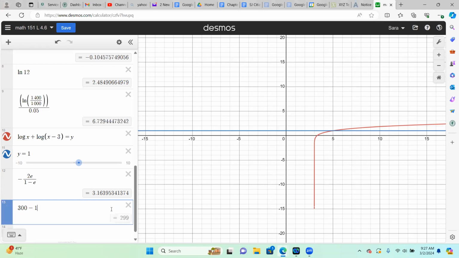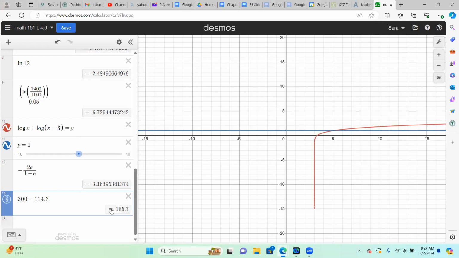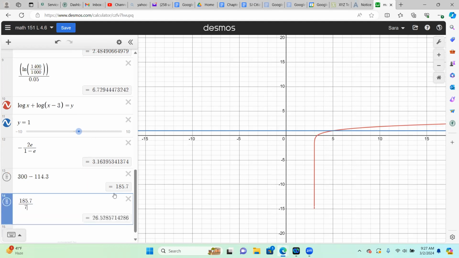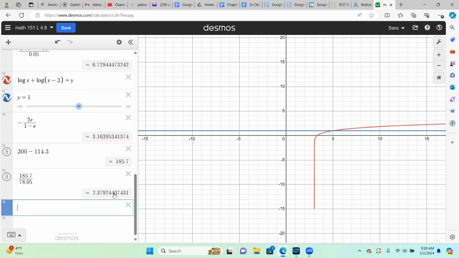300 minus 114.3 is 185.7. And then we're going to divide by the 78.05. So that is 2.379 equals natural log of x plus 1. I'm going to show you my paper here.